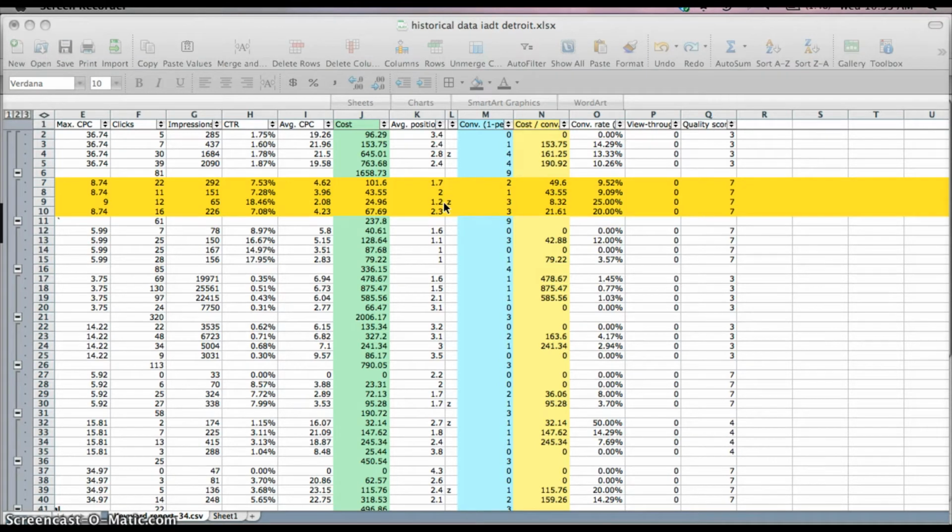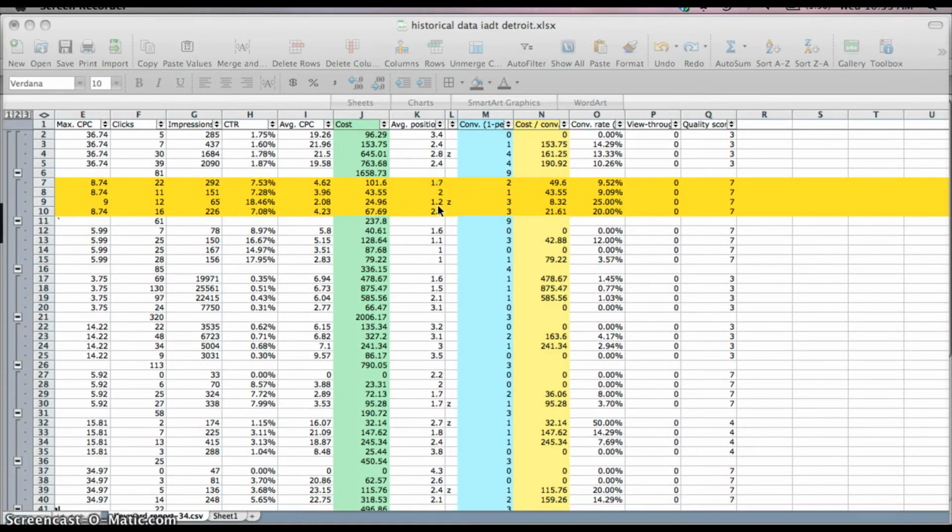Inexplicably, it spent more at position 2.3, had a higher CPL, and more clicks. So, instead of spending precious hours investigating why it performed this bizarrely, follow the data. That is, bid for the optimal average position, in this case, 1.2.